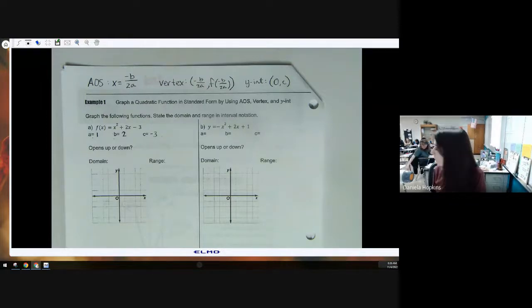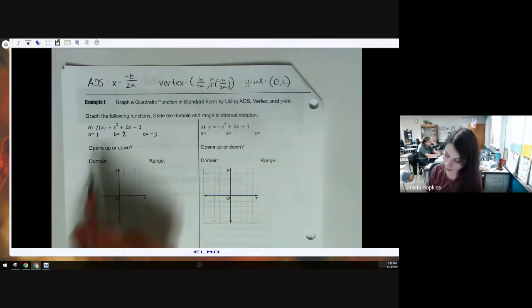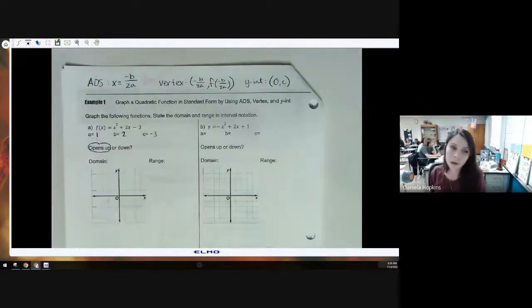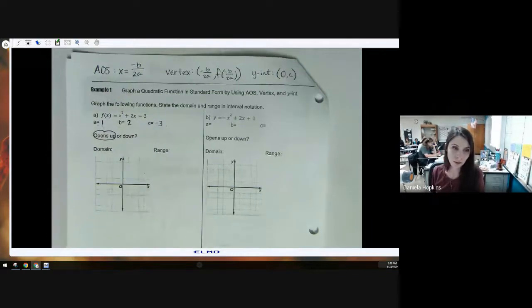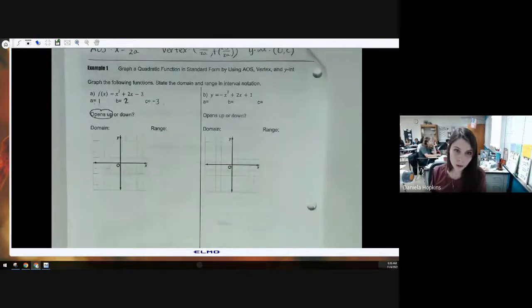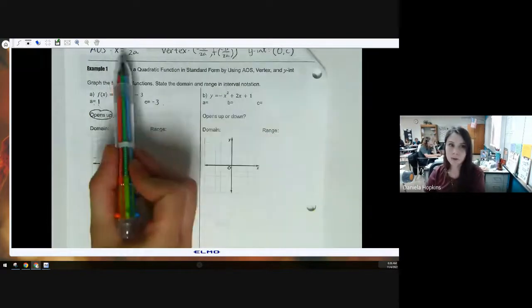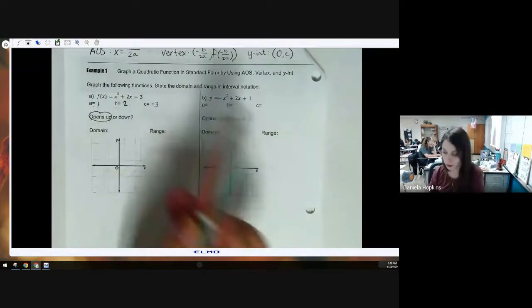Does this open up or does it open down? Why does it open up? Because it's positive. Because a is positive, right? If this first number is positive, positive people, we open up. We're a smiley face. All right, so the order you want to do these. You could do the y-intercept first if you wanted. I usually do axis of symmetry, vertex, y-intercept. You have to do the axis of symmetry before you do the vertex.